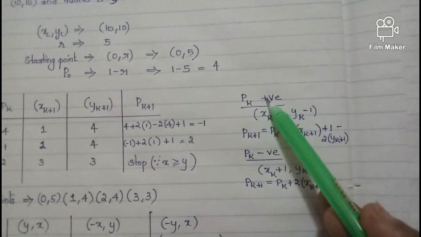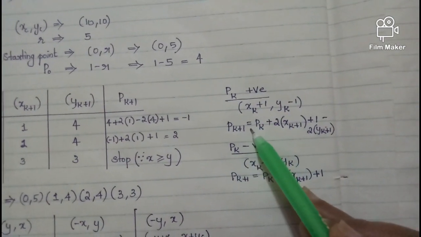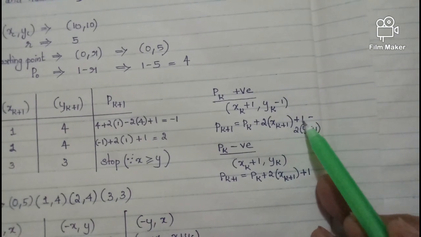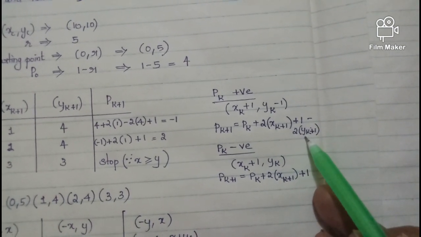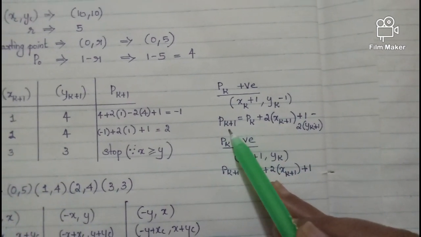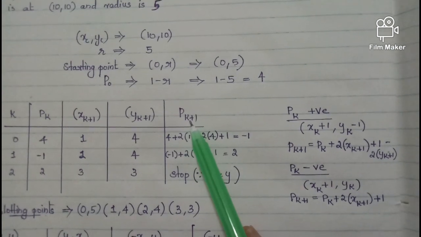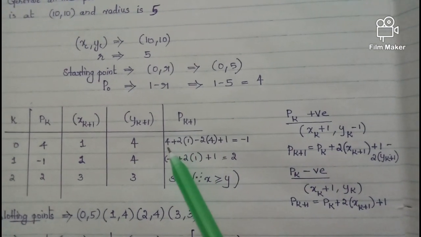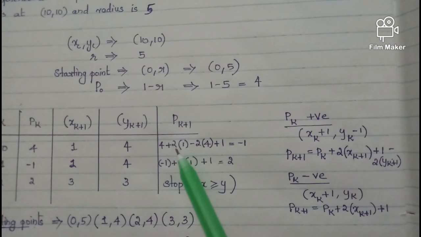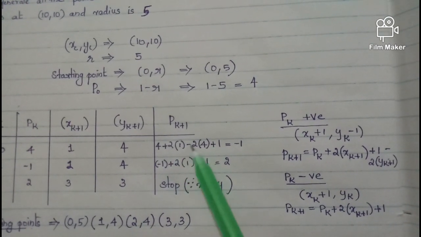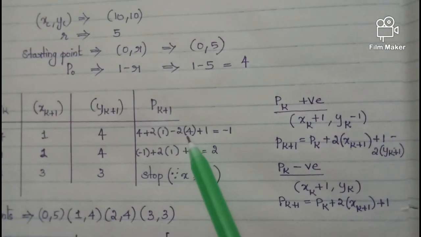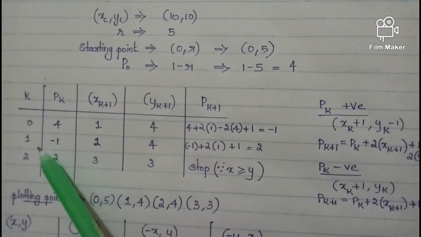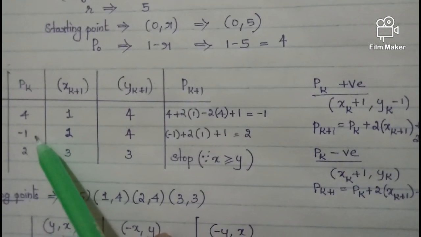What about the next value of pk? If pk is positive, then the next value of pk will be pk plus 2 times the new value of x plus 1 minus 2 times the new value of y. Using this equation we will find the value of pk plus 1. Since pk is positive, I am using this equation: pk plus 2 times the new value of x minus 2 times the new value of y plus 1, which is minus 1. So in the next iteration, where k is 1, the value of pk will be minus 1.